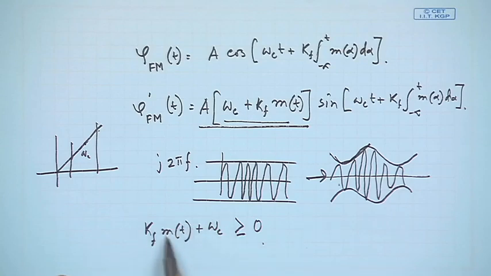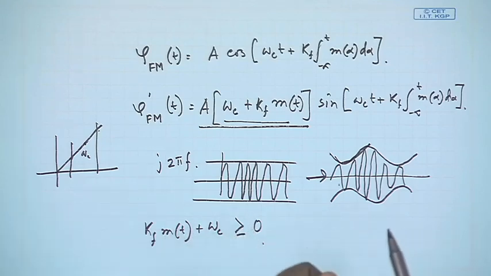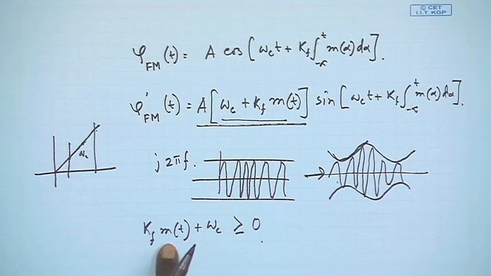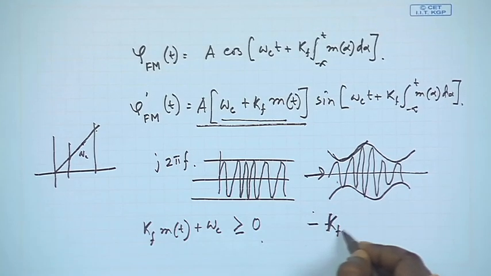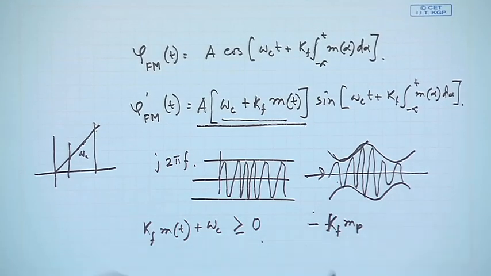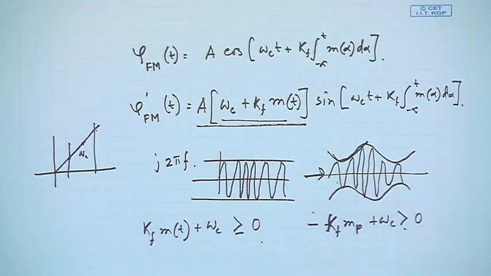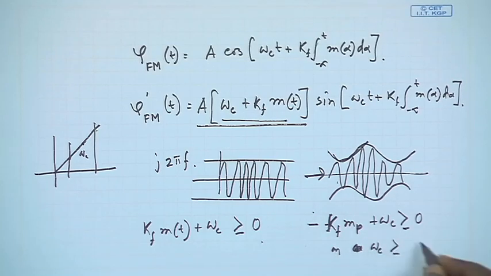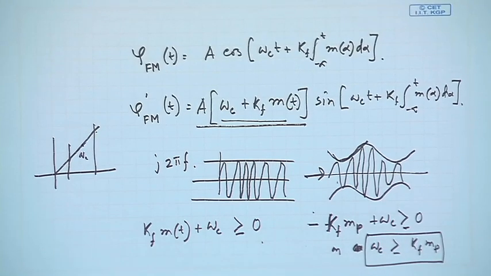Now, what is the minimum value of this, where it might cross 0? This is true for all t, that means the minima of this must also be greater than 0. So the minima, let us say, is minus mp. Then I can write minus kf into mp, where mp is a positive number, minus of that is the minimum, plus omega c must be greater than 0, or omega c must be greater than or equal to kf into mp. So this is the condition I get.